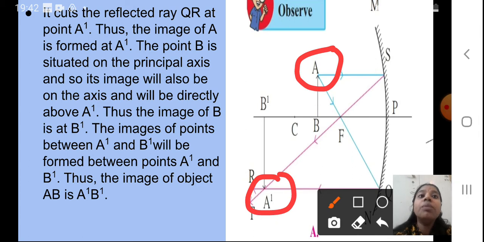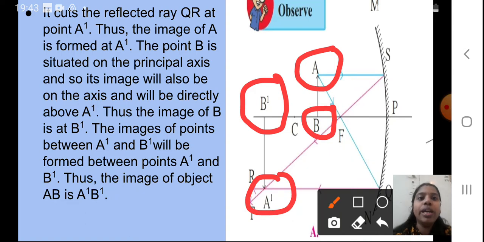Okay, students, the point B is situated on the principal axis. Can you see it is situated on the principal axis? And so its image will also be on the axis and will be directly above A1. So here you will get your B1. Thus the image of B is at B1. The images of the points between A and B will be formed between the points A1 and B1. Thus the image of object AB is A1B1.